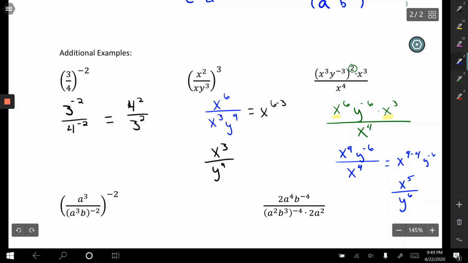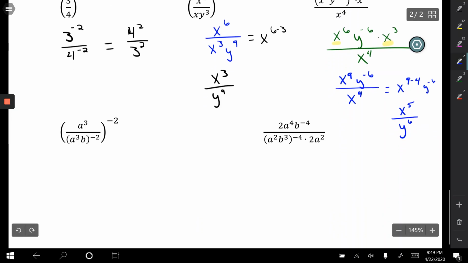Okay. All right, 2 more examples. Oh, I've got a couple of parentheses over here.